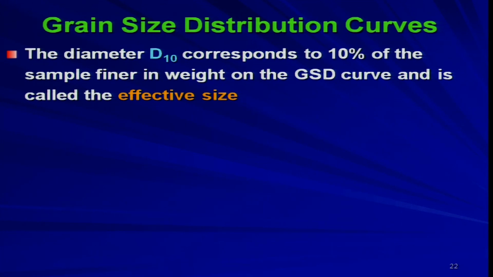Now, the diameter D10. This is generally represented by D10. D10 corresponds to 10% of the sample finer by weight on the GSD curve and is called the effective size. So, if anyone asks you what the effective size of this sample is, then immediately you have to report the D10 of that particular sample. Now, what is D10?